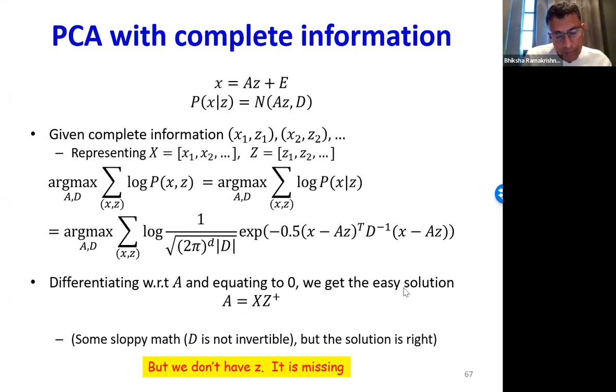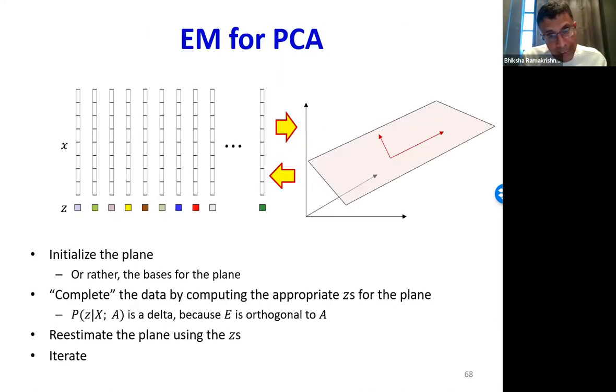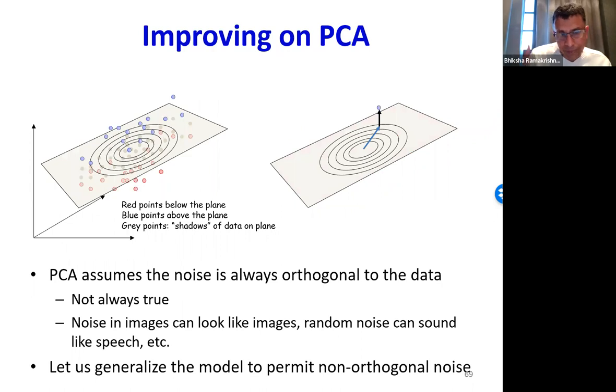I'm not going to work through the math. This is just for reference. Our problem is that we don't have Z. Z is missing. So we went through this process where we initialized the parameters of the model, then we completed the data, and then used the completed data to re-estimate the model and iterate. But then PCA has a drawback. It assumes that the noise is always orthogonal to the principal subspace. This is not always true, right?